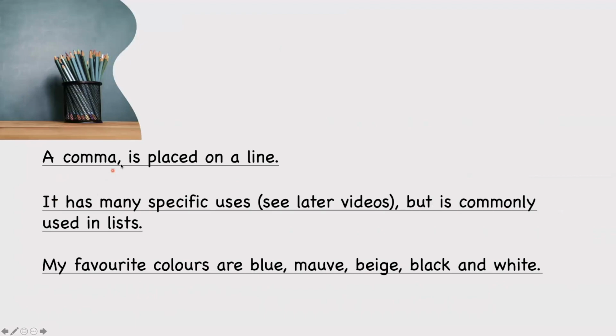A comma, that's a comma, is placed on a line. It has many specific uses. You'll need to look at later videos to find them all out, but it is commonly used in lists. My favourite colours are blue, mauve, beige, black and white.